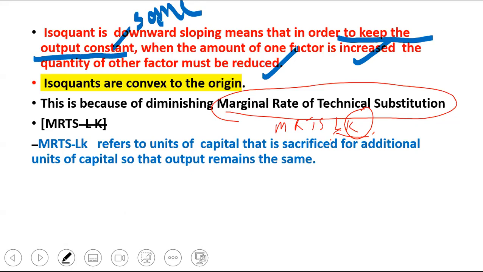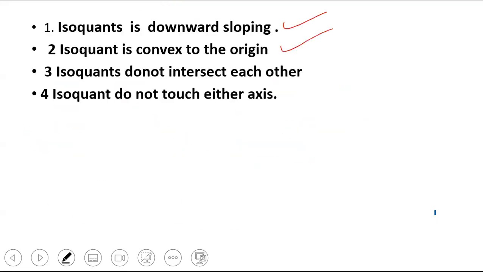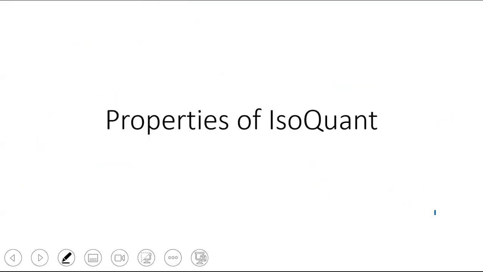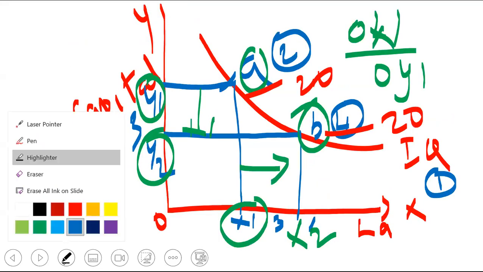Isoquant is convex to the origin. You will have to learn a new word. Look at how I write it. You have to write below: LK below. MRTS LK, you have to write LK below. What is MRTS? Marginal rate of technical substitution. Write it there. I am coming to this point. I will rub this out and explain here.